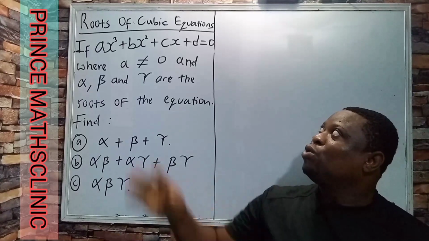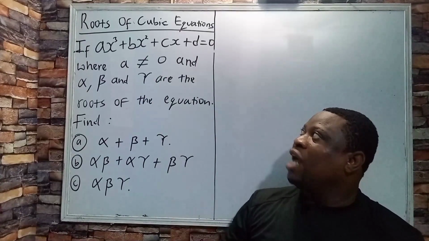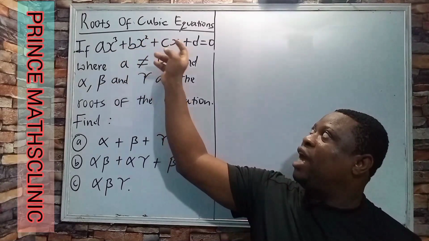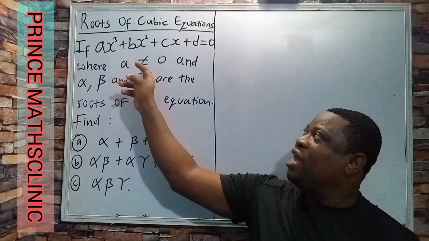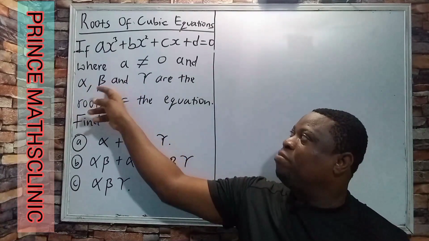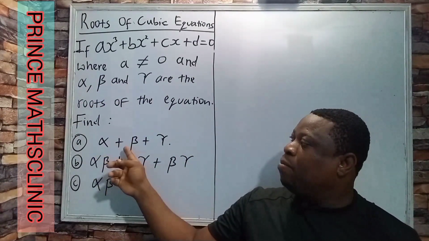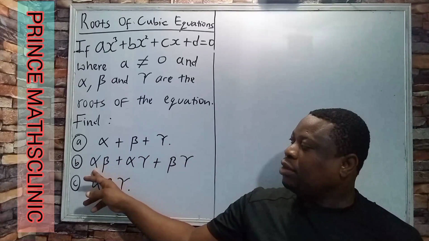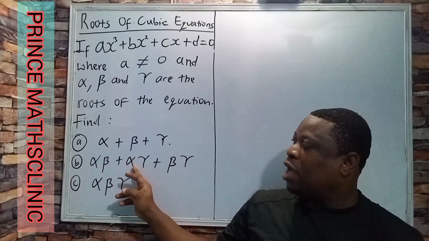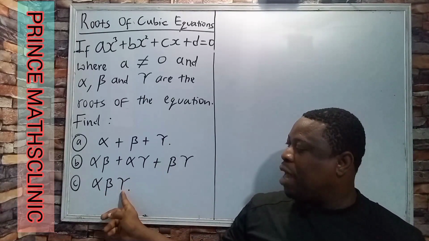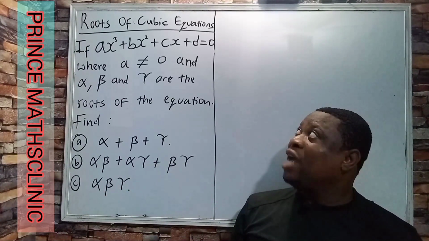Given the roots of this cubic equation, ax to the power of 3 plus bx to the power of 2 plus cx plus d equals 0, where a is not equal to 0, and alpha, beta, and gamma are the roots of the equation, you have to find alpha plus beta plus gamma, then alpha beta plus alpha gamma plus beta gamma, then alpha multiplied by beta multiplied by gamma. So let's go right into the solution.